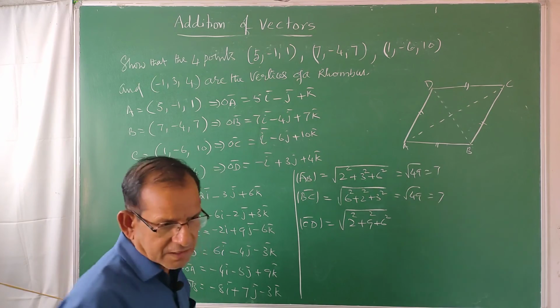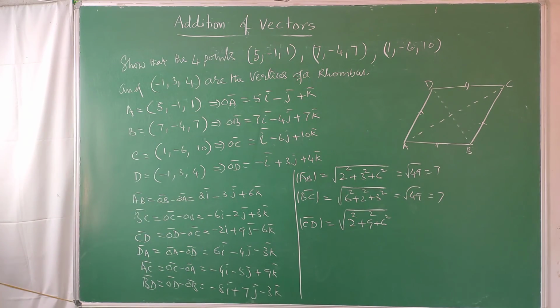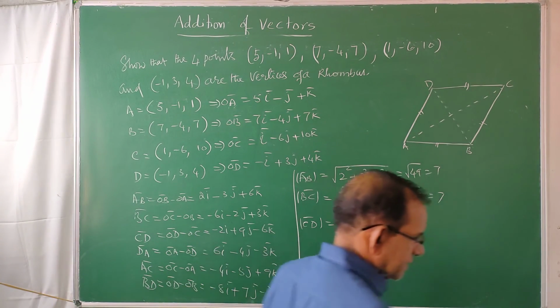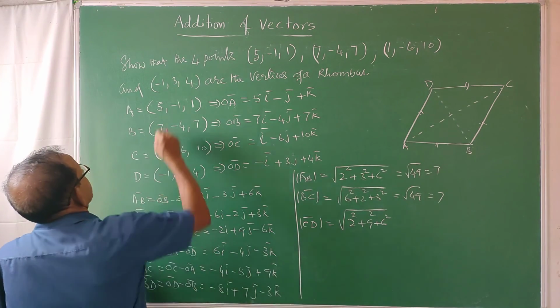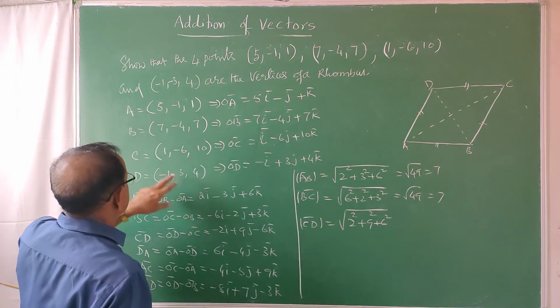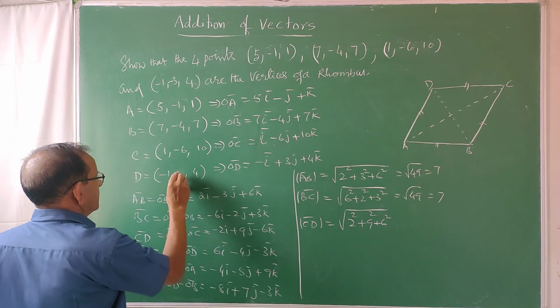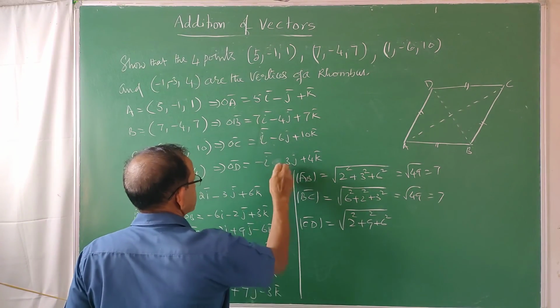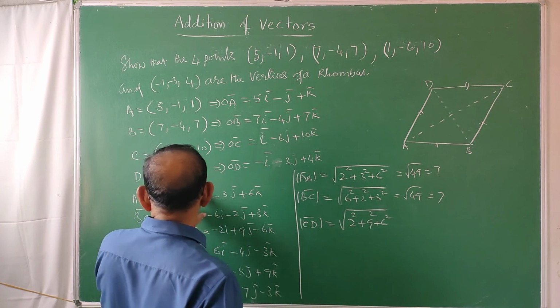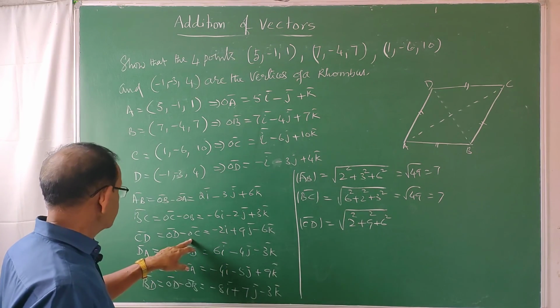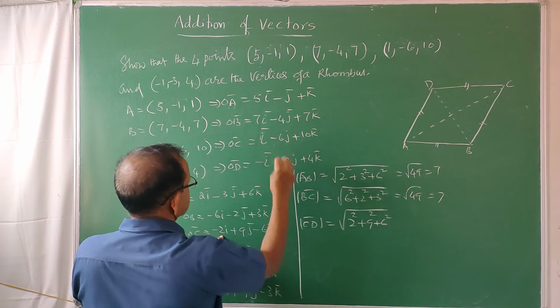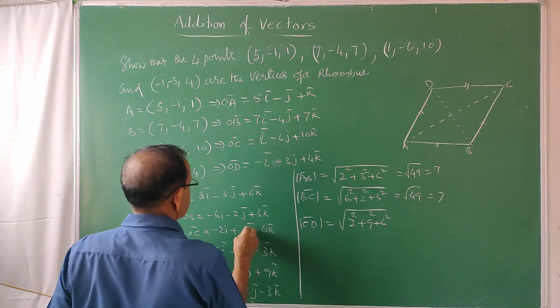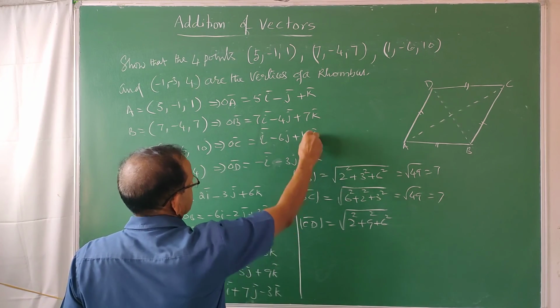In this point, C is... just let me check the point. Here there is a correction in point D. By mistake it was taken as this; it is minus 1, minus 3 plus 4. So you will get minus 3j here. So you will get CD bar wrong. CD is OD minus OC, that is minus 2i. Minus 3j plus 6j, that is plus 3j. 4k minus 10k, minus 6k bar.